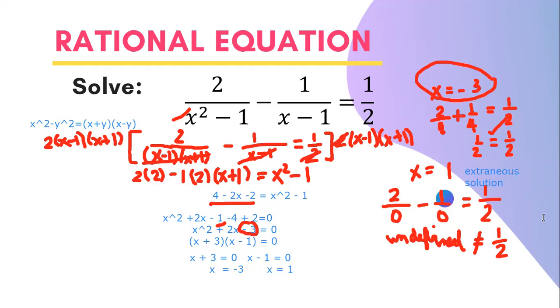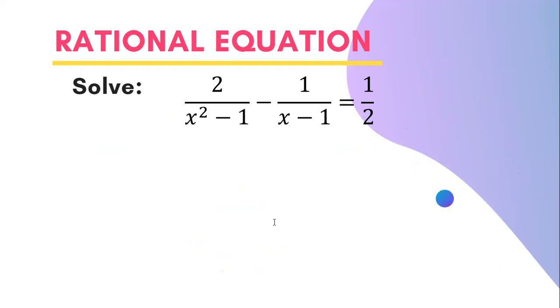Okay? So it's very important for us to check if you have more than one value of x. So the only solution for this rational equation is x equals negative 3. Is that clear to you? Okay. So we can now proceed with rational inequality.